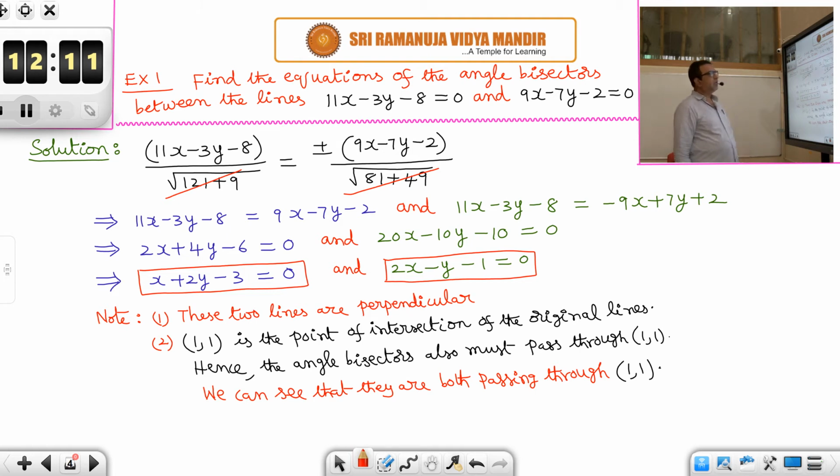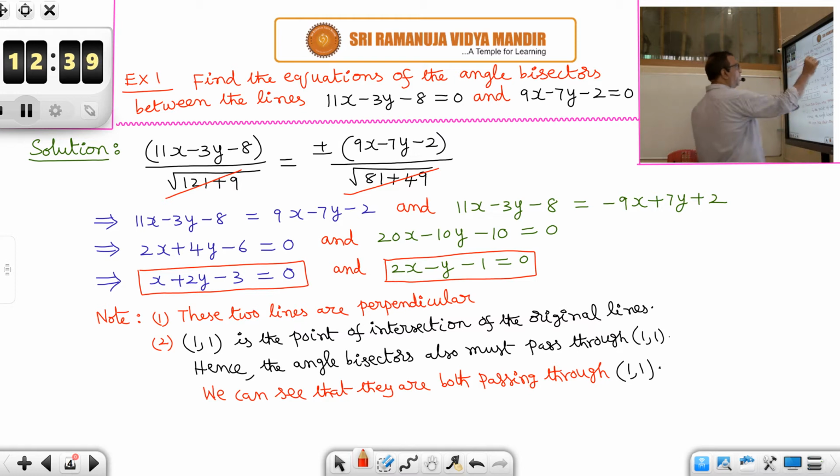Find the equations of the angle bisectors between the lines 11x minus 3y minus 8 equal to 0 and 9x minus 7y minus 2 equal to 0. So, what is the formula for angular bisectors? (ax + by + c) by root of a square plus b square is equal to plus or minus (lx + my + n) by root of l square plus m square.